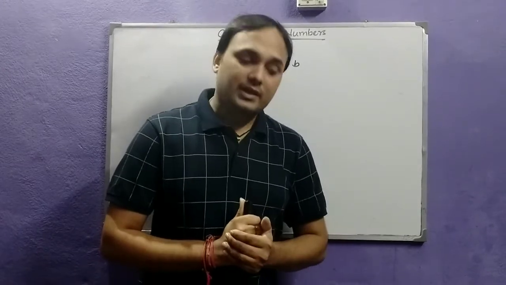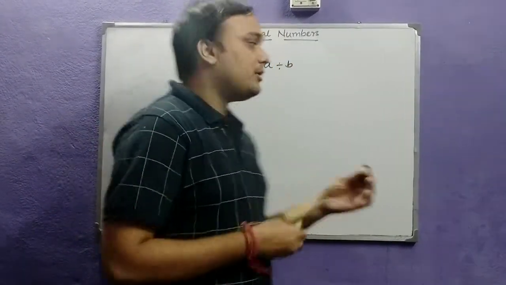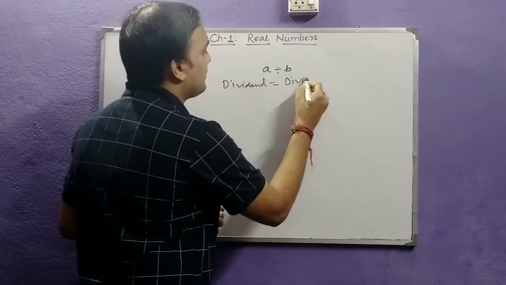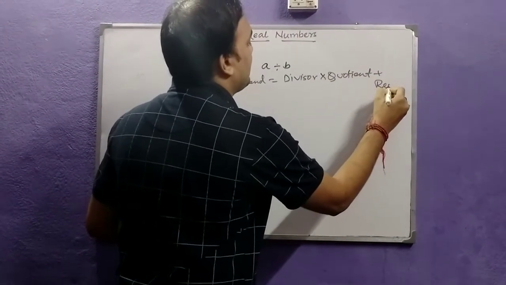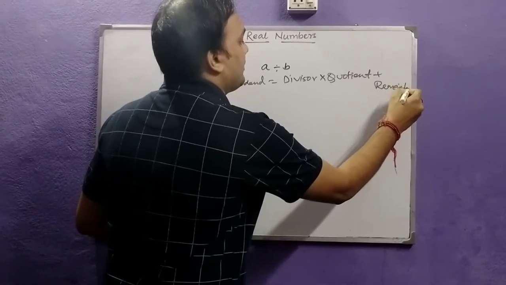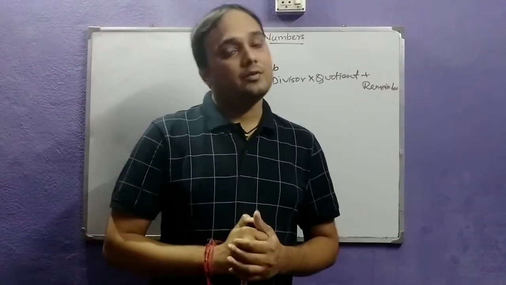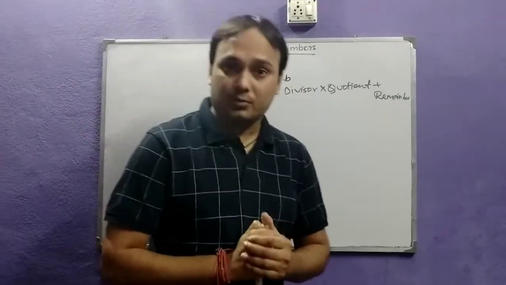In your earlier, lower classes, you have studied that whenever you divide any two numbers, it follows a rule, which is: dividend equals divisor into quotient plus remainder. This is the very easy thing which you have known for many years. This is all about the most important topic of the division algorithm also.